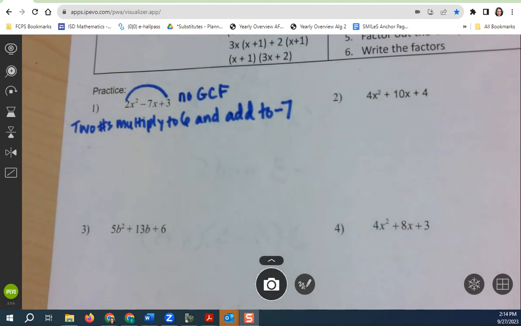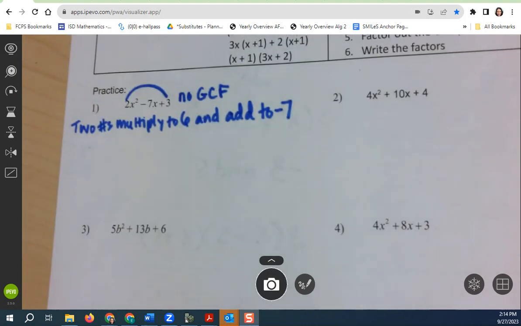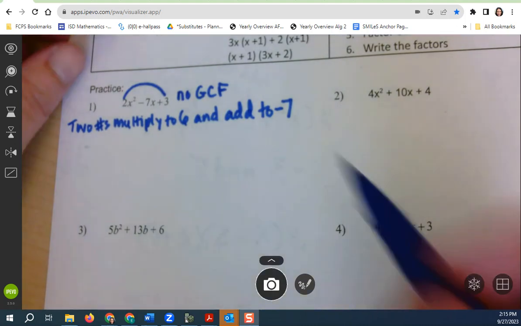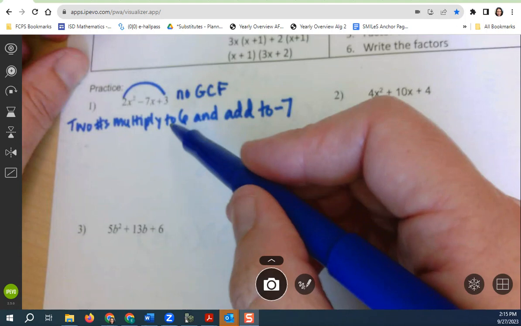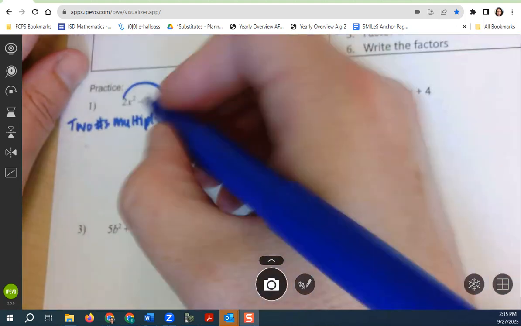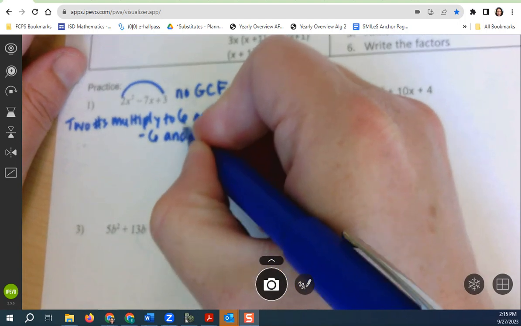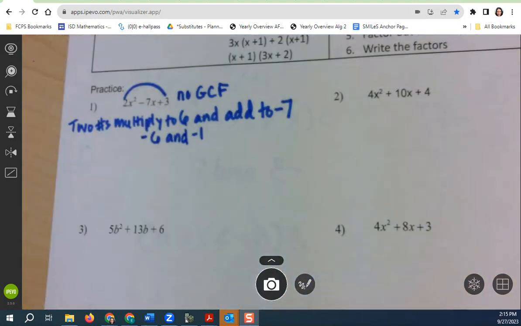Two numbers that multiply to 6 and add to -7. It's hard to find these numbers. All right, so -6 and -1 add to -7 and multiply to 6. So that's good. Those numbers were -6 and -1. Space is an issue here, so try to write small, okay?